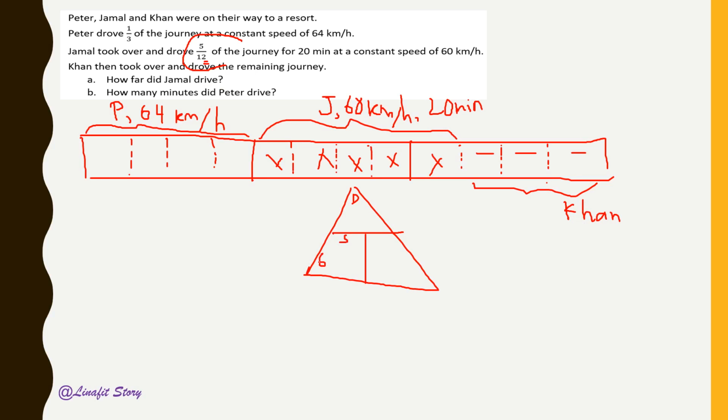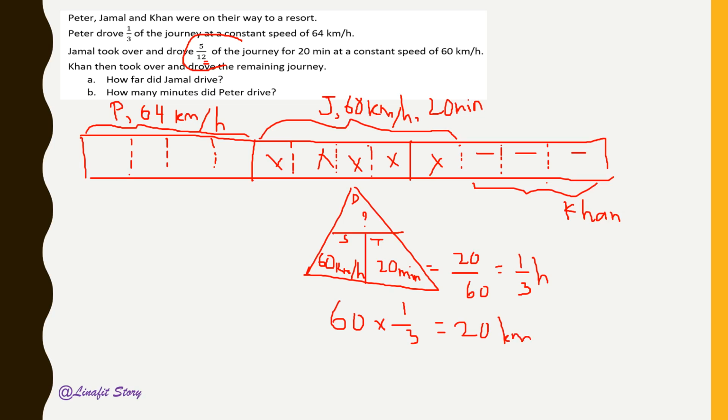The speed is 60 km per hour, while the time taken is 20 minutes. We must convert 20 minutes into hour. So this means 20 out of 60. Simplify, equals 1/3 hour. Then how far did Jamal drive? So it will be 60 times 1/3 equals 20 km. So Jamal drove 20 km.